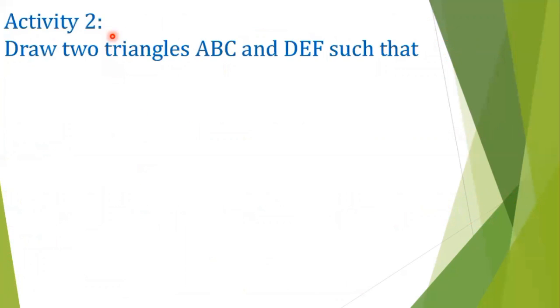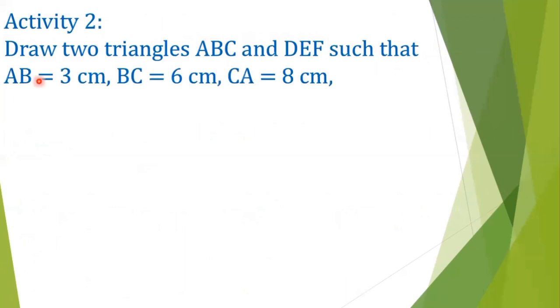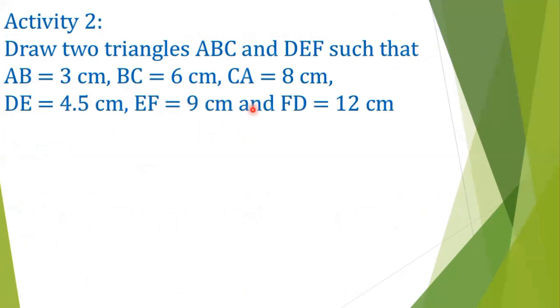Now let us arrive at one more similarity criterion. For this you have to draw two triangles ABC and DEF such that AB is equal to 3 cm, BC 6, CA 8 cm, DE 4.5, EF 9 cm and FD 12 cm. See here, we have to construct these two triangles ABC and DEF. Here, look at the ratio of the sides.